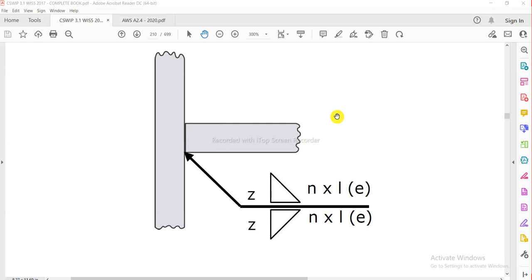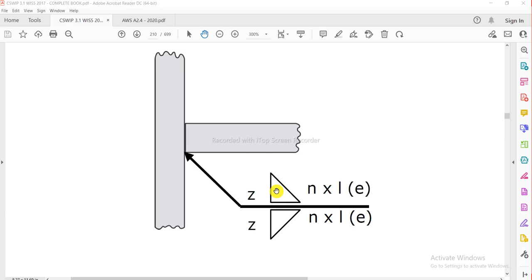Here is a symbolic representation. What is the meaning of Z? What is the meaning of N, L, E, and this one as well? All these things are going to be clear in this video, as per CSWIP 3.1 Section 9, welding symbols.